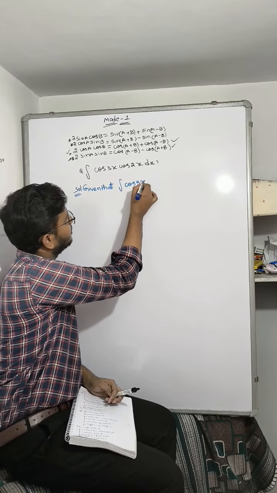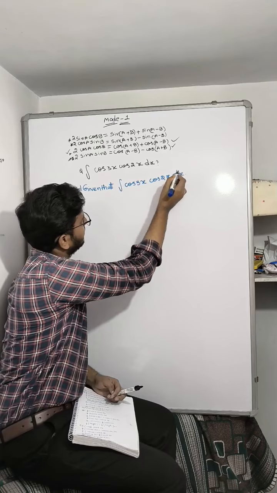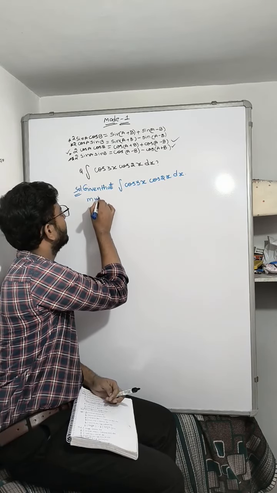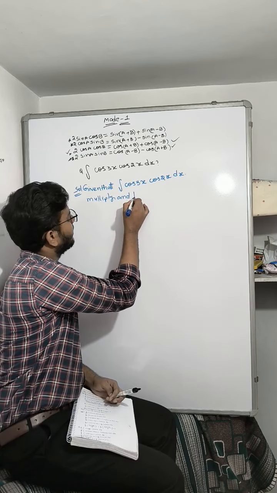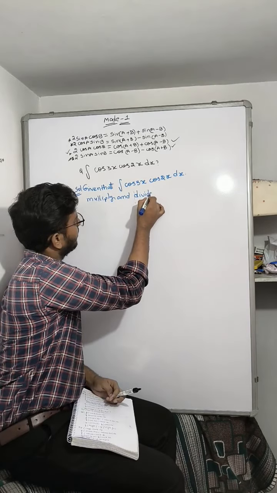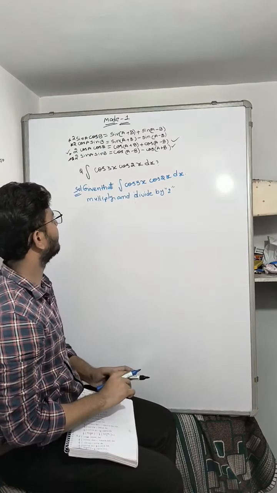Integral cos 3x cos 2x dx. Now we have to multiply and divide by 2. Why do we have to multiply and divide by 2?